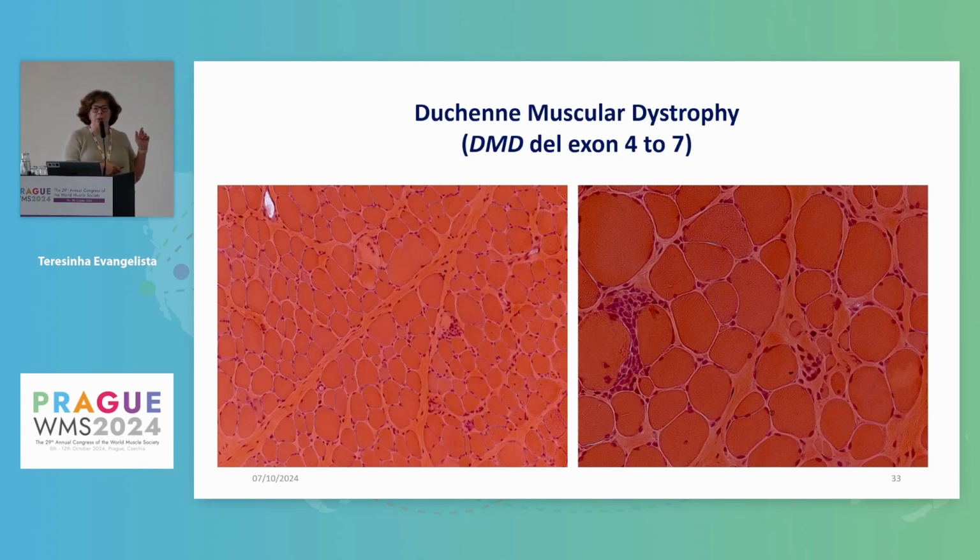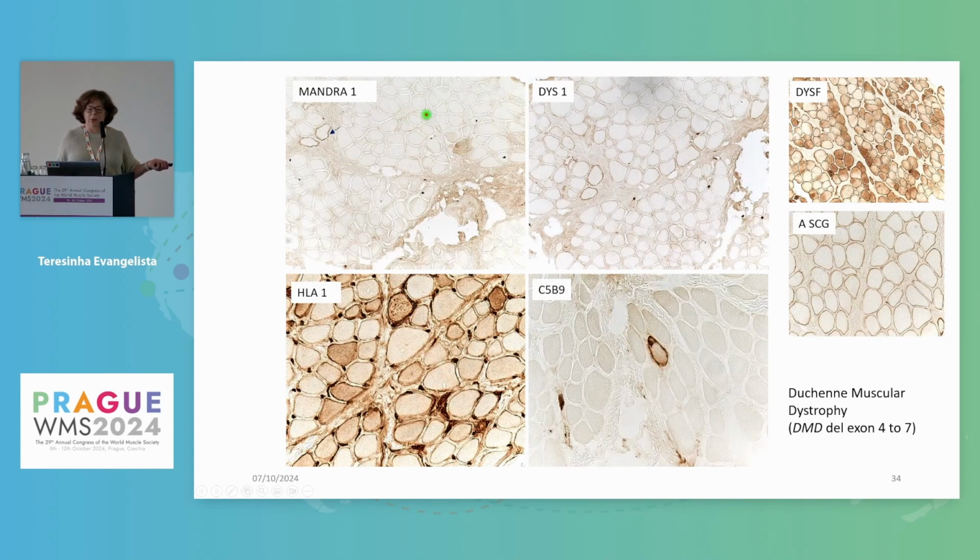You see a Duchenne muscular dystrophy, but this could be a Duchenne or another muscular dystrophy, limb-girdle muscular dystrophy, a sarcoglycanopathy. You see the necrosis. And here, the variability of the fiber size, and then you do the immunohistochemistry, and you see that MANDRA1 and this one, that are antibodies that recognize several epitopes of the dystrophin gene, are almost absent. The alpha-sarcoglycan, in this case, is pretty much normal. Dystrophin is normal.